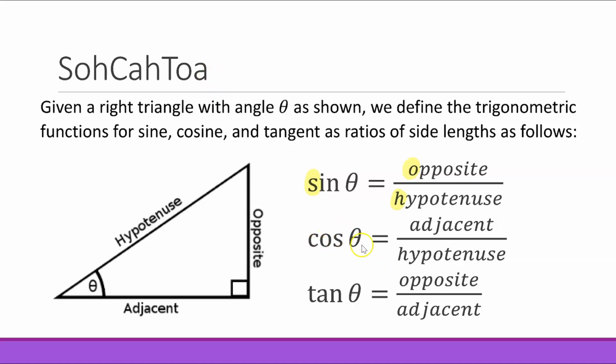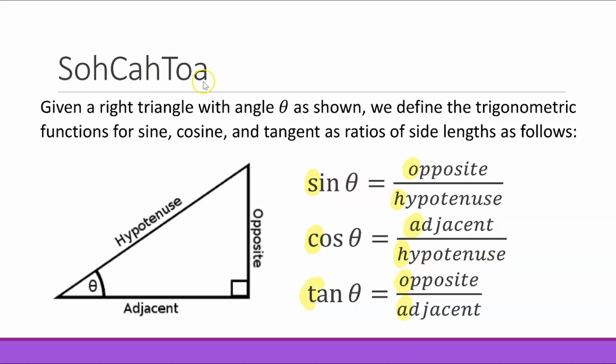We define cosine of the angle theta to be equal to the ratio of the adjacent side length over the hypotenuse. So here we have cosine is equal to adjacent over hypotenuse, the CAH part of SOHCAHTOA. And finally, we define tangent of theta to be the ratio of the opposite side to the adjacent side. So the side opposite the angle theta to the adjacent side of the angle theta. And that's the TOA, T-O-A.